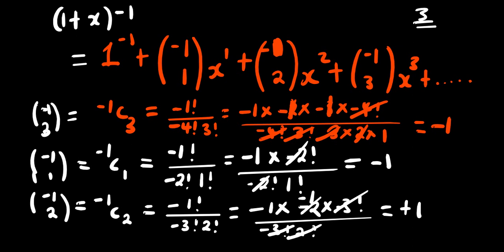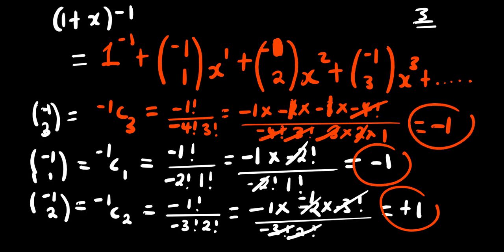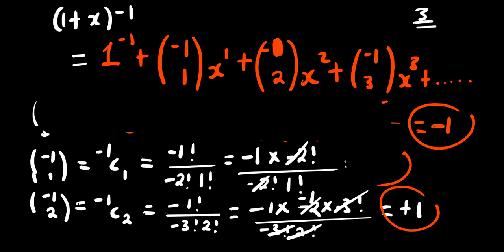Okay, so the first one gives us a negative, the second one gives us a positive, and the third one gives us a negative. So it's moving negative, positive, negative. So allow us now to write that. Let's now simplify our expression.